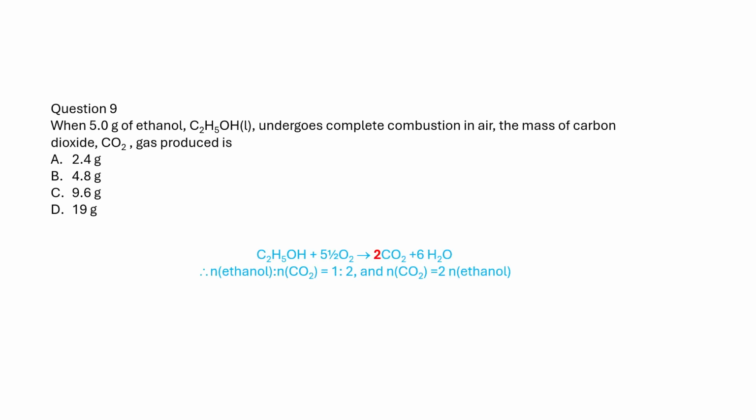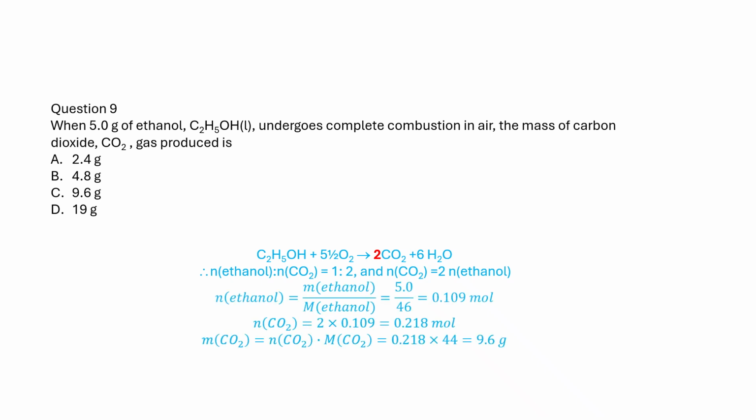First, write the combustion equation and determine the mole ratio of ethanol to carbon dioxide. Next, calculate the moles of ethanol, followed by the moles of carbon dioxide. Finally, calculate the mass of carbon dioxide, ensuring the result is reported with two significant figures.